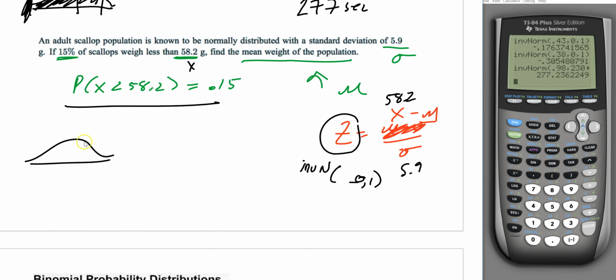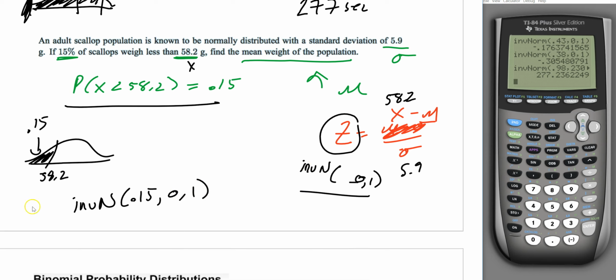So if you're less than 58.2, it's 15%. So like 50% on this side, and then this is 58.2. So what we're going to do is invert normal. That's on the left side, so I'll put 0.15. We use 0, 1 because I don't have my mean, so I can't use the mean that we know. So I got to use the standard normal mean. That's why we do this. That gets me my z. That's how you always find z. If you want to find z, you do this.